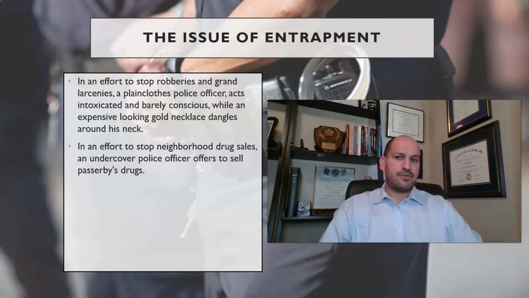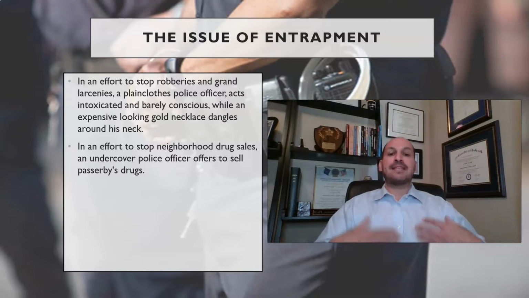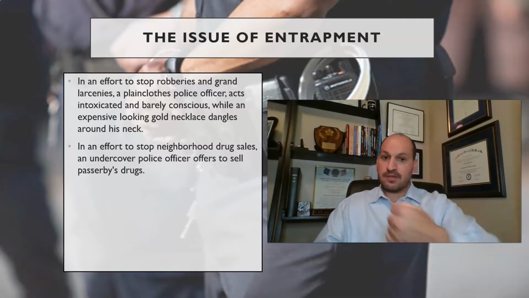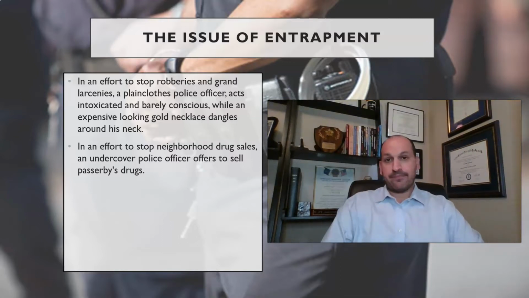In my mind, and the way that I've constructed these two examples, in the first scenario the inducement of the crime came from the individual, not from the police. Just because somebody's sitting there intoxicated doesn't mean you can run over to them, take their stuff, and run away. It doesn't give you permission or authority to do that. So the crime came from the person who robbed them, the mugger. That would not be entrapment.